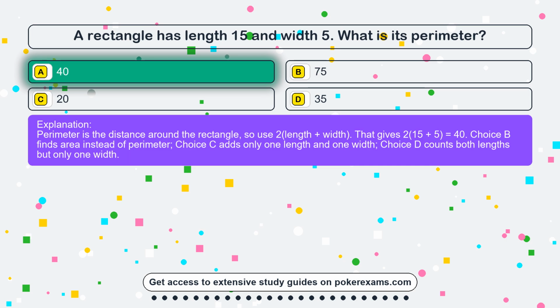Choice B finds area instead of perimeter, choice C adds only one length and one width, choice D counts both lengths but only one width.